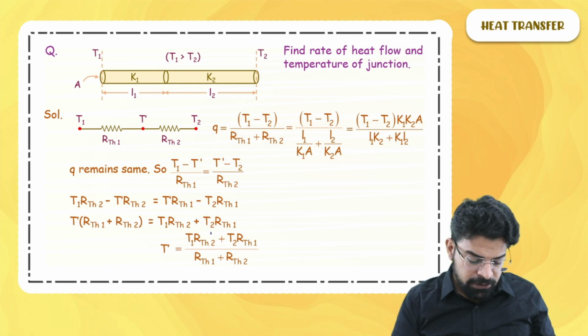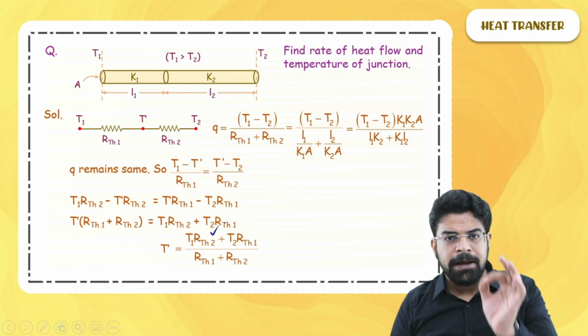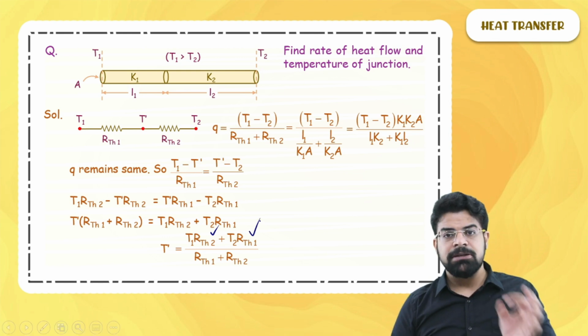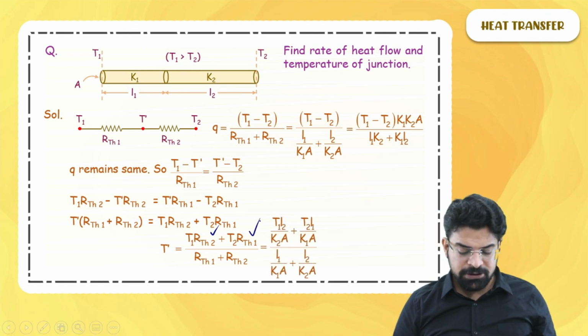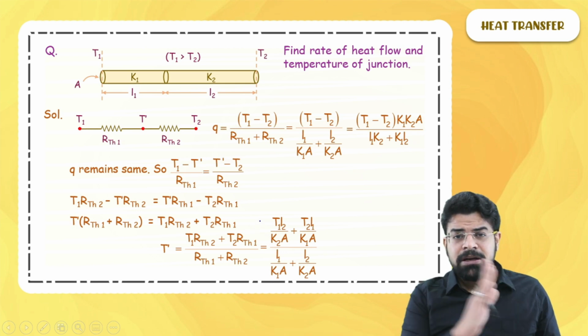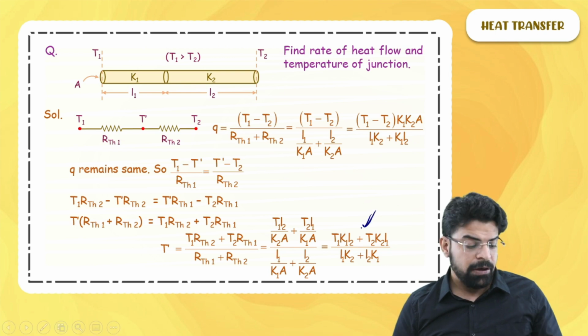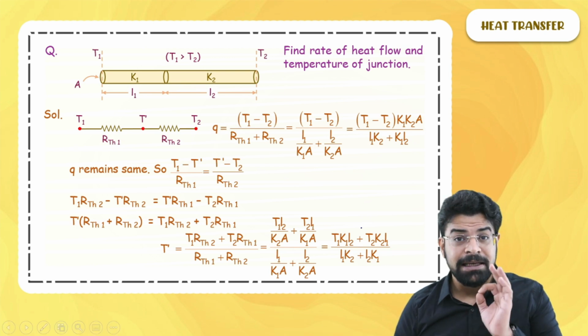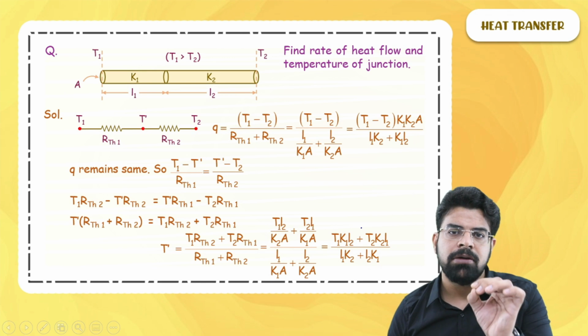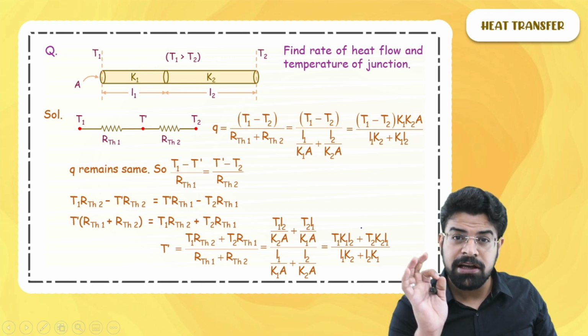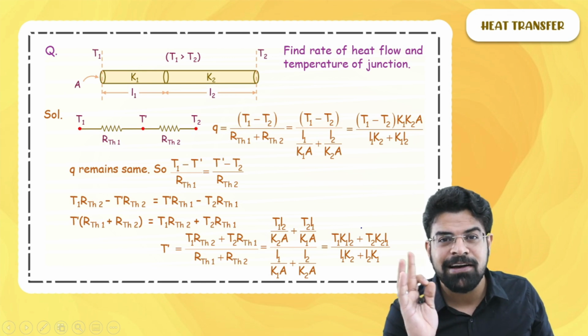Now, in place of R thermal 2, substitute L2 by K2A. In place of R thermal 1, substitute L1 by K1A. When you substitute, it looks even uglier. Then multiply each term with K1 K2 A and you get the final result. This looks ugly, but it's a very easy job. Just remember that R thermal is L by KA and keep applying the same concepts of current electricity here.